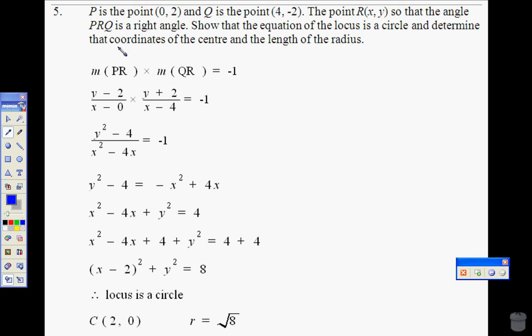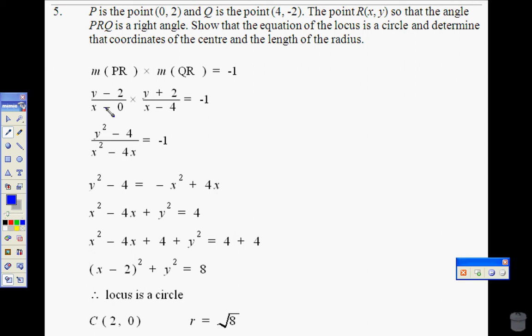And then we need to manipulate to get the center of the circle and the length of the radius. So our gradients are going to multiply to give us minus 1 because 0, 2 and R is going to be perpendicular to Q, which is 4, minus 2 and R. So the gradients of the lines are going to multiply to give us minus 1. So we applied the gradient formula, so distance formula or gradient formula. That's all we've used in these questions. And then we start to expand it out.